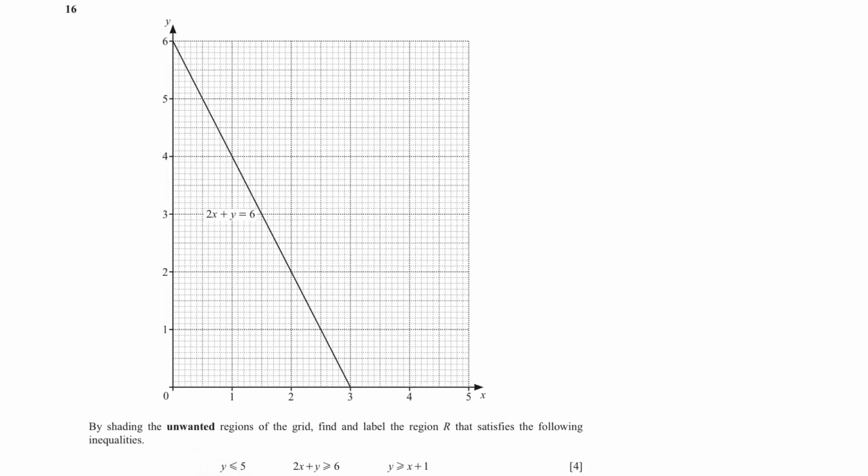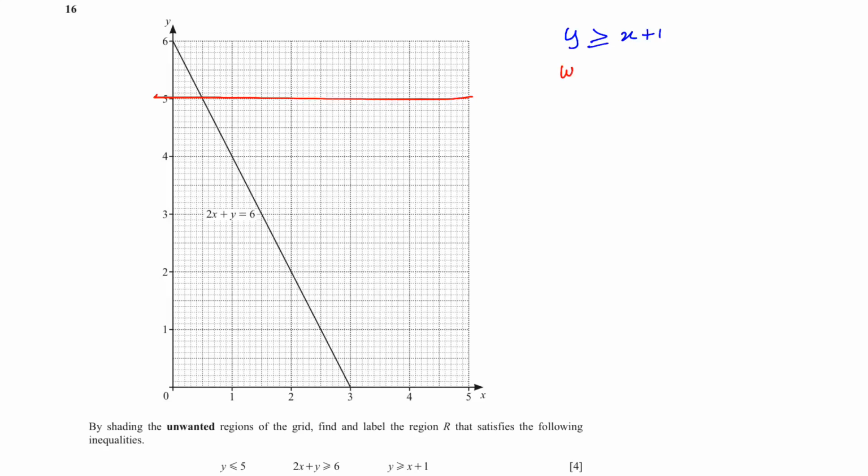So the first one is y is less than 5. This is the value of y and this is 5. So we'll draw a line here. This is the first line, y is less than 5. The other inequality you have is y is more than or equal to x plus 1. So we have to draw this line.